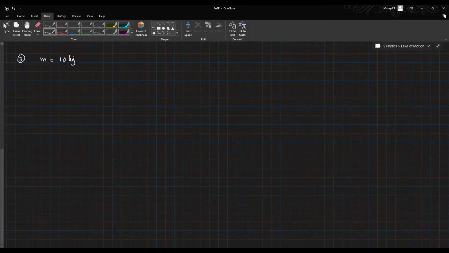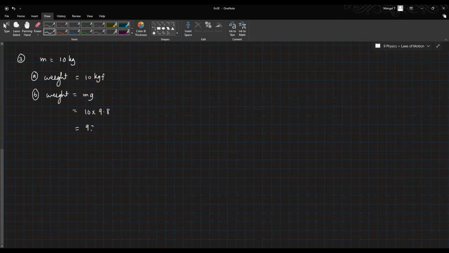Mass is 10 kilogram. What is the weight in kilogram force? So weight is also 10. Instead of kilogram, we write kilogram force. And the next thing they are asking us is to write it in Newton. So weight is equal to m into g. g is given to be 9.8. So therefore, weight is 98 Newton.